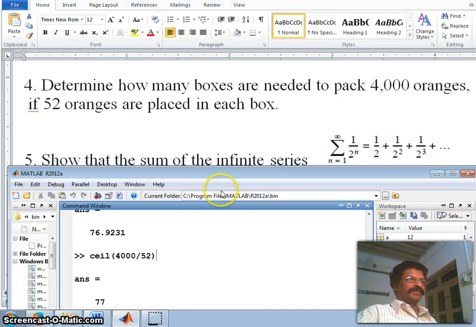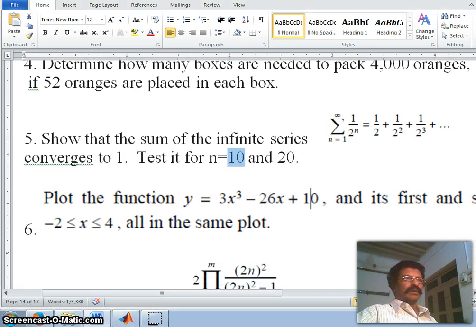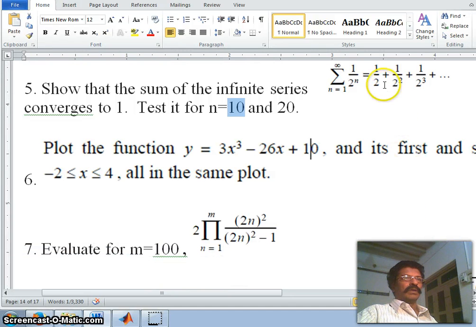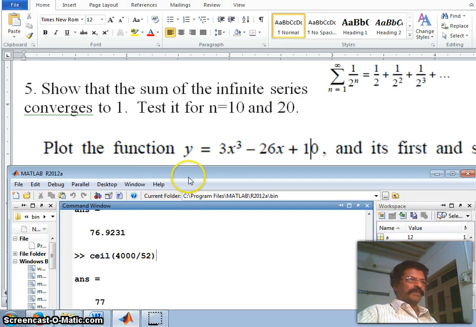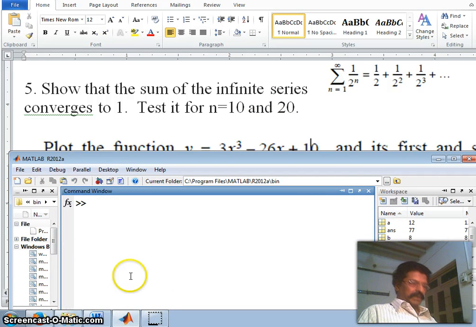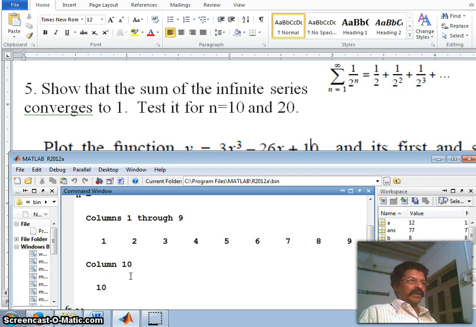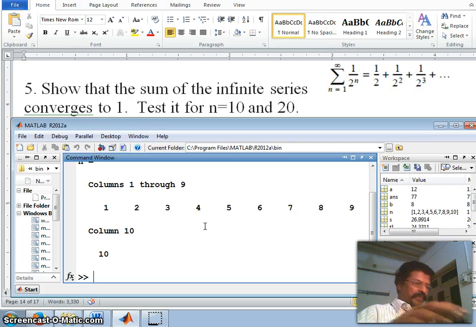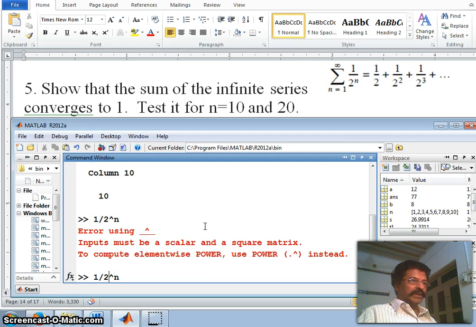Therefore let us take a vector. For answering this question, we want 2 power 1, 2 power 2, 2 power 3. I will take n equal to a vector from 1 to 10. Now I want 1 by 2, 1 by 2 power 2, 1 by 2 power 3, up to 1 by 2 power n. Therefore I will take 1 divided by 2 power n. This will give me an error. We are doing an error and trial method. n is a vector, therefore it will report an error. Therefore the actual answer should use element-wise 1 by 2 power n.